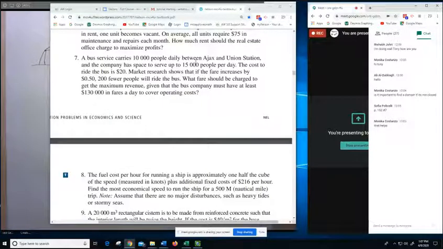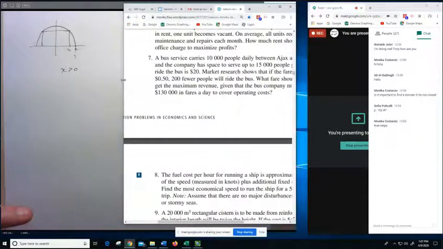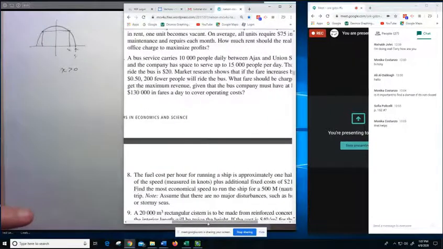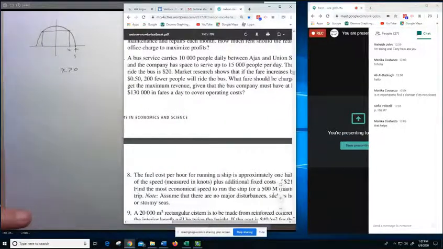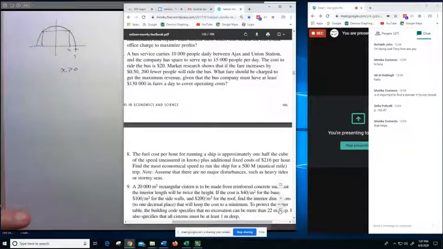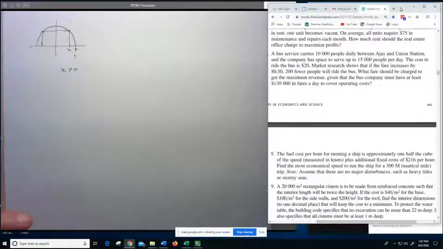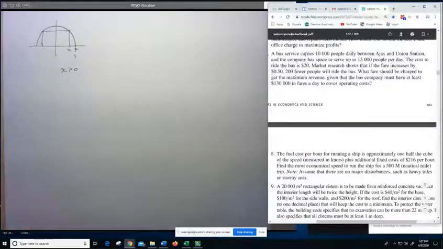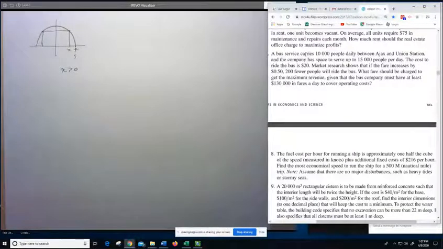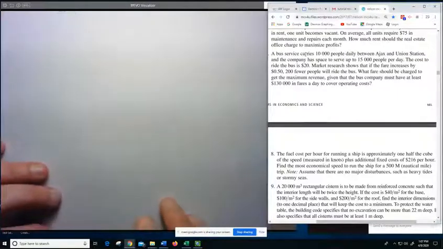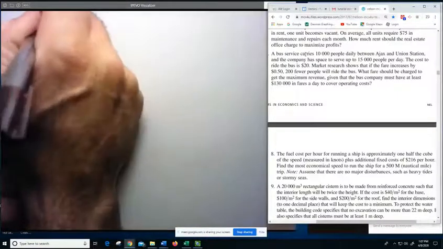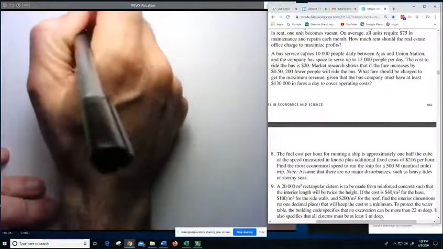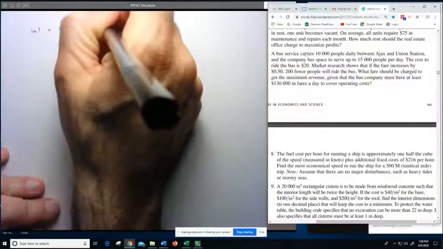Now, as we know, with these types of problems, there's two ways to approach it, okay? You can solve the problem where X is the number of riders, or the number of items or units, okay? Or you can solve the problem where X is the number of price increases or decreases, okay? So what I'll do is I'm going to solve it by saying, let X be the number of riders.